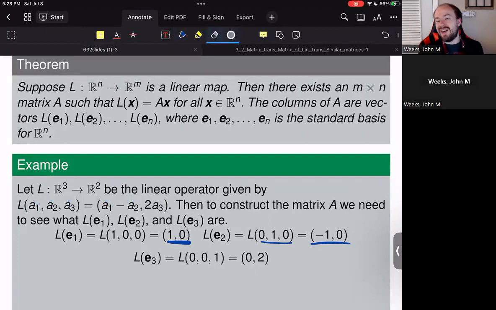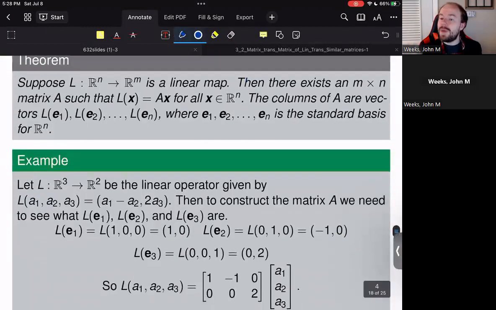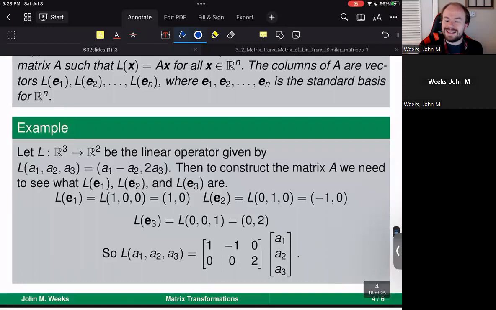Our first component now has zeros in a1 and a2. So 2 times a3 equals 2 times 1. That's going to give us 0, 2 for that vector. So once we know where those go, we know exactly what to do with them. We put them as columns of our 2 by 3 matrix to connect this operator L to matrix multiplication by this matrix A. So this is the matrix A that we are looking for.